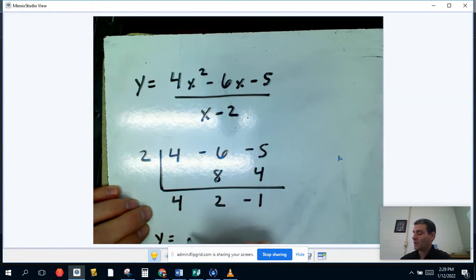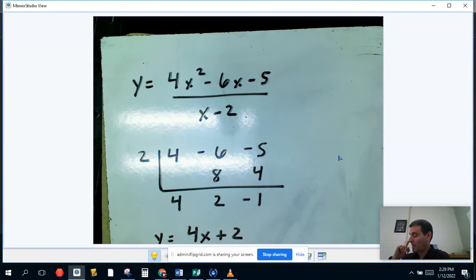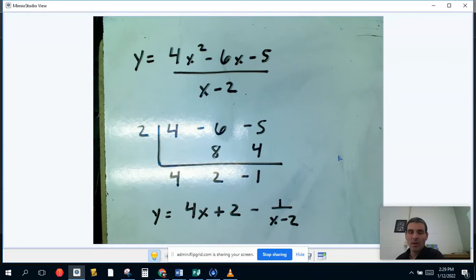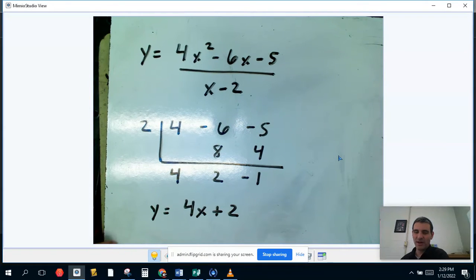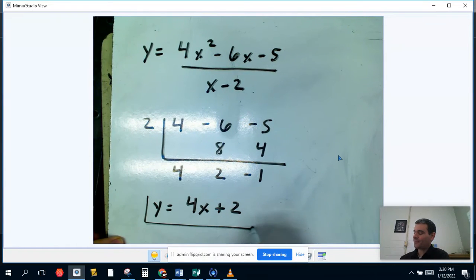If you recall, your quotient is 4x plus 2, then we have a negative 1 remainder. Well, what I'm going to do is ignore that remainder. There's a reason for that. Again, it's a calculus-based reason. That remainder becomes more and more insignificant as x gets larger. But this is going to be your slant asymptote.